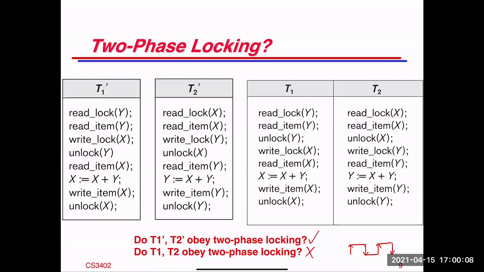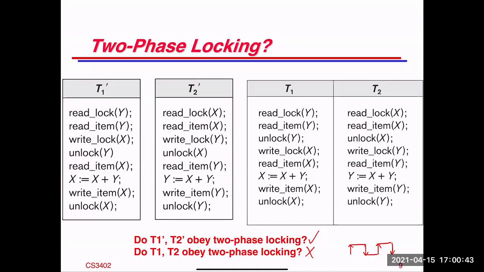All right, so let's continue. And I see there's a question in the chat: T2 dash needs to wait for T1 dash to unlock X. Let's see. The thing is, I didn't really specify a concrete schedule here. I'm just specifying the operations that these two transactions are performing. So it depends on what the actual schedule is.